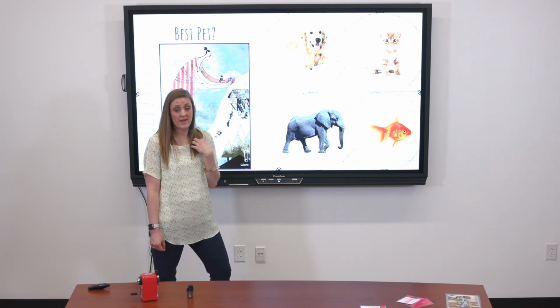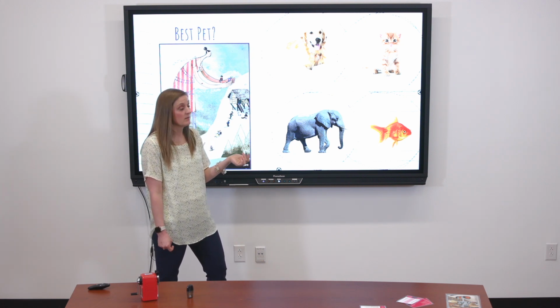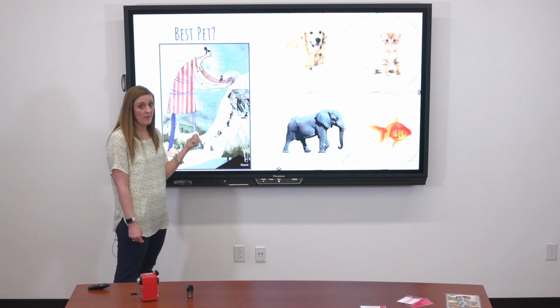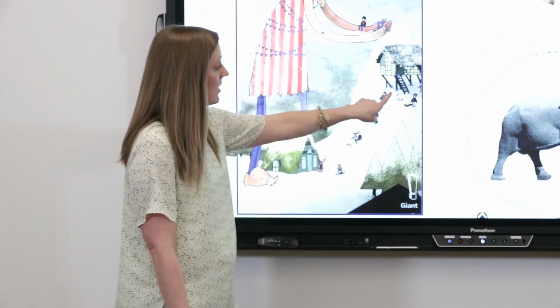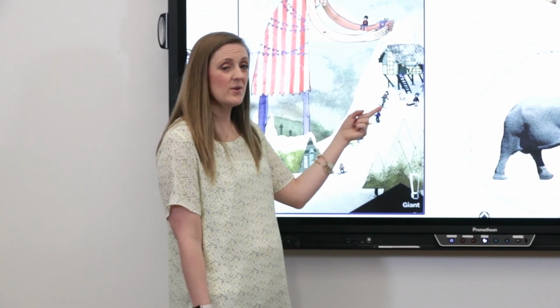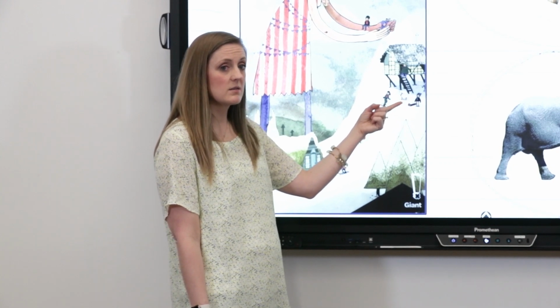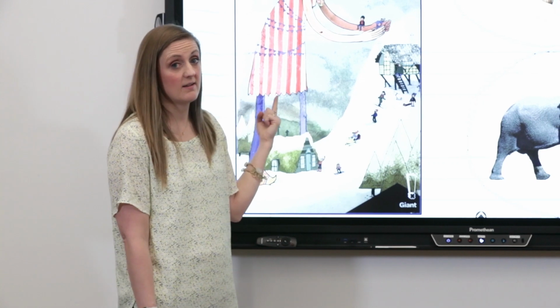I've had a dog as a pet. Have you ever had a pet? I really liked my dog. Do you think a dog would be a good pet for a giant? There are dogs in the picture for people, but notice how big the dog is to the person and how big it is to the giant.